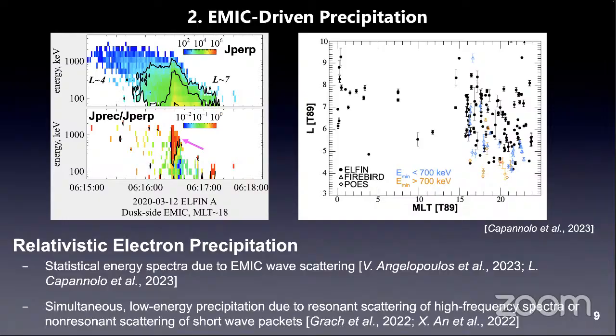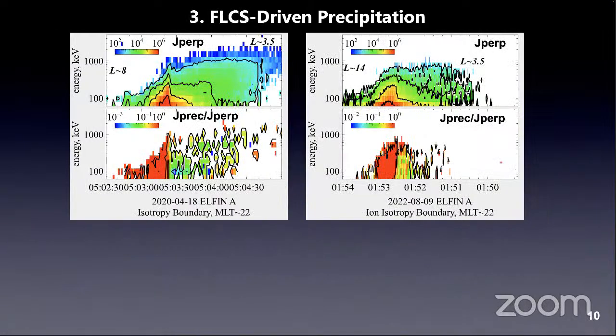And the last type, which is the main focus of this study, is the field line curvature-driven scattering, or driven precipitation. Here are 2 examples, one for electrons and the other for ions. One signature of this field line curvature scattering driven precipitation is a dispersive signature in the energy versus latitude or versus time domain.